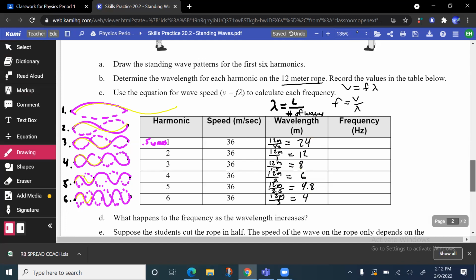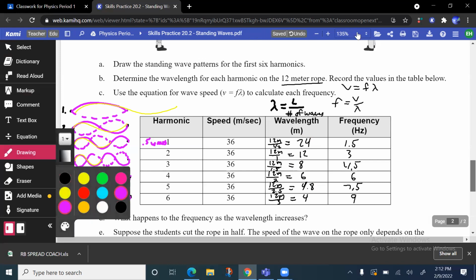36 divided by 24 is 1.5 hertz. 36 divided by 12 is 3 hertz. 36 divided by 8 is 4.5 hertz. 36 divided by 6 is 6 hertz. 36 divided by 4.8 is 7.5 hertz. And finally, 36 divided by 4 is 9 hertz.